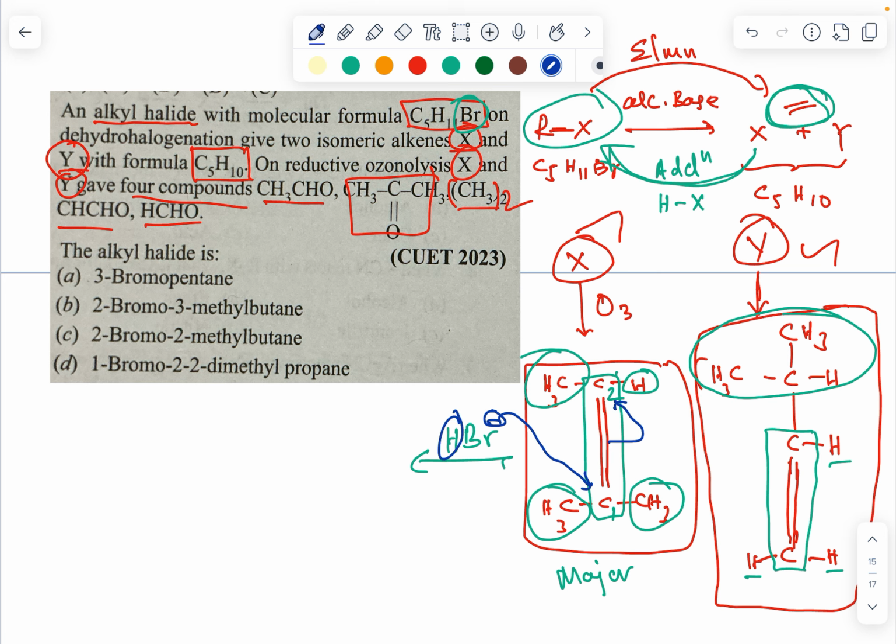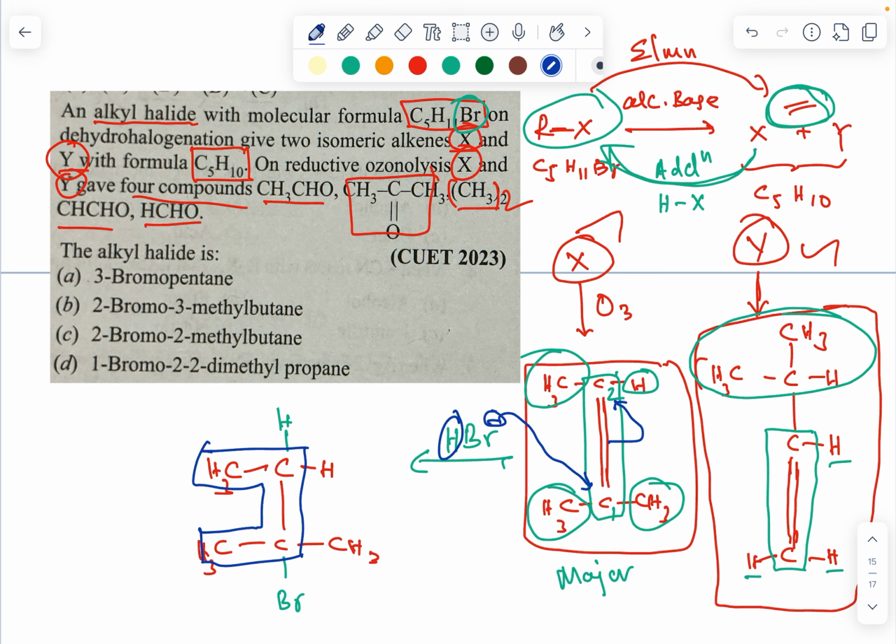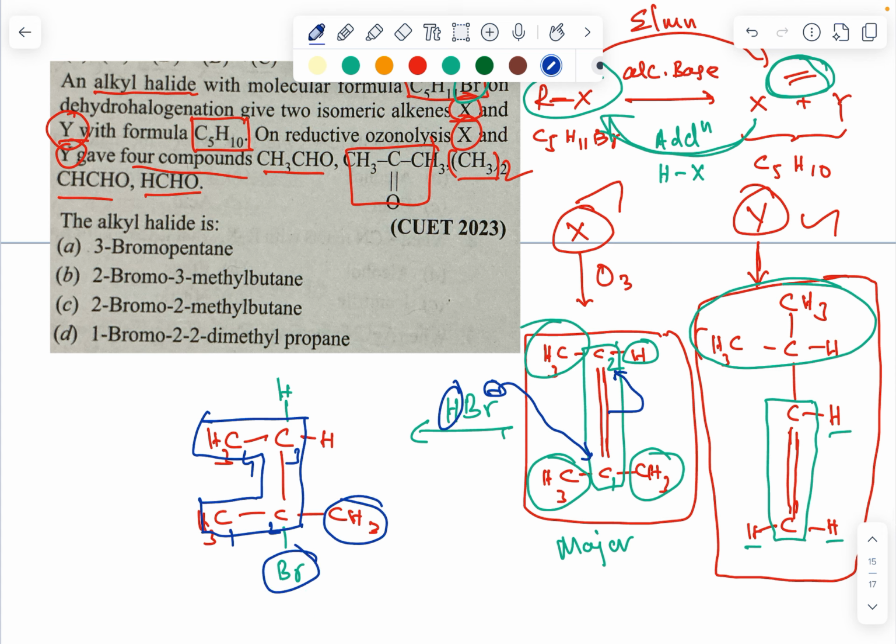So what type of product am I going to get? Here CH3, carbon CH3 and a single bond CH and a CH3. Here the Br is going to be added and the hydrogen is going to be added. Now you choose the longest hydrocarbon chain and give the positions 1, 2, 3, 4. So now I have 2-bromo-2-methylbutane. So what is the option? Option 2-bromo-2-methylbutane, option C, is the correct one. Thanks for watching.